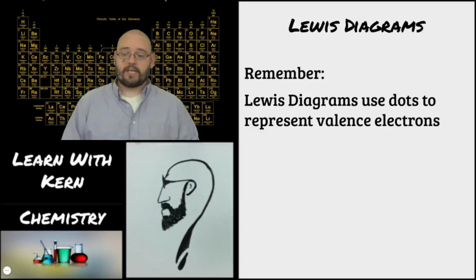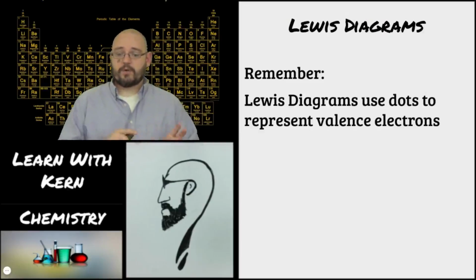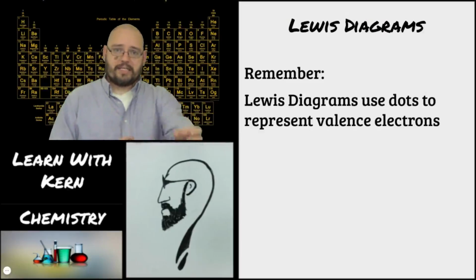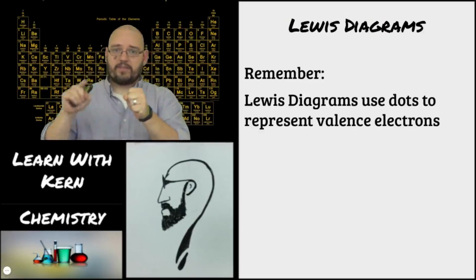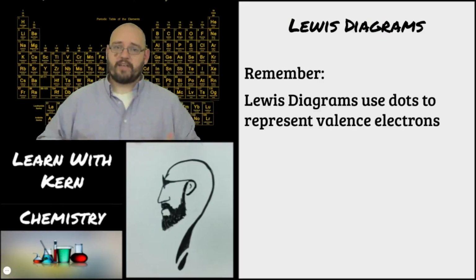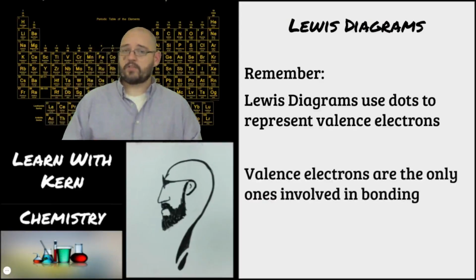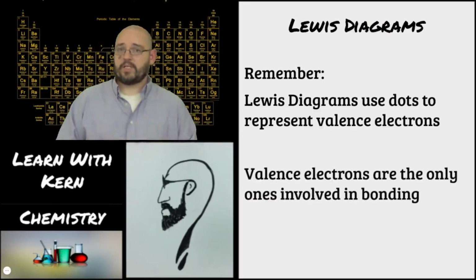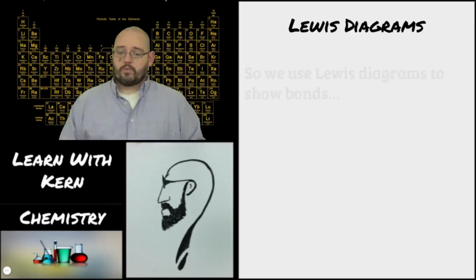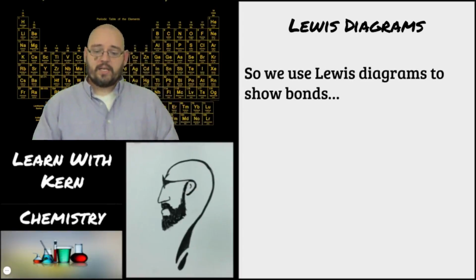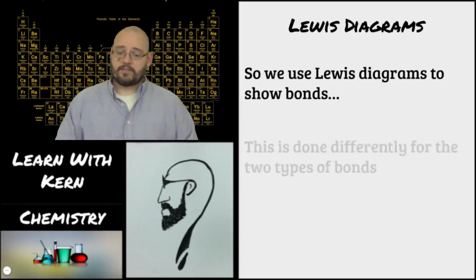We drew Lewis diagrams using dots to represent valence electrons. We did this for just elements. So you had the element symbol and the dots around it that represented how many valence electrons it had. We're going to still do that. Since valence electrons are the only ones involved in bonding, they're the only ones we care about, which means we use Lewis diagrams, those Lewis dot structures that we did, to show bonds.